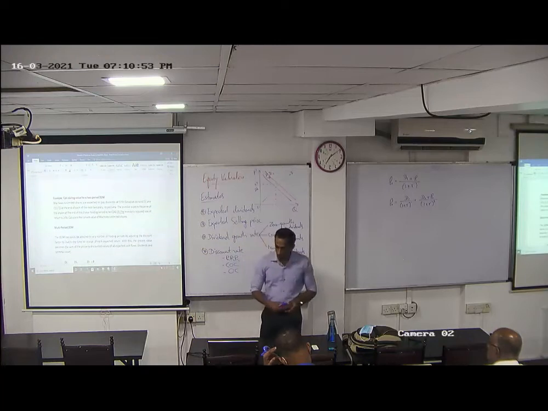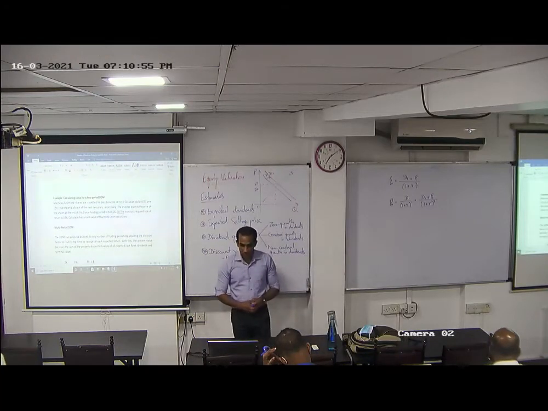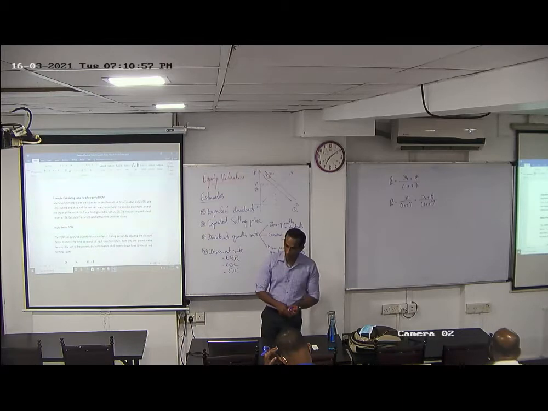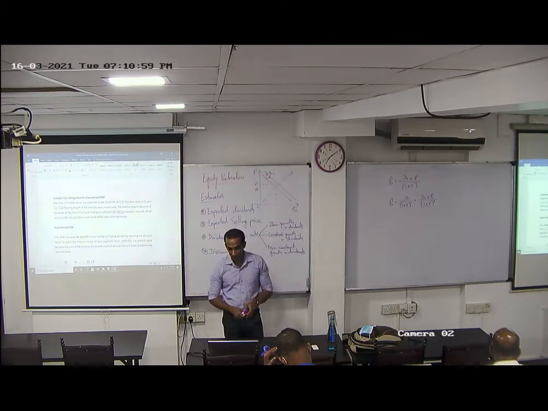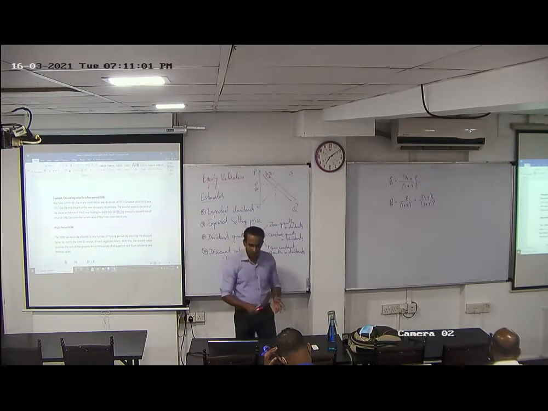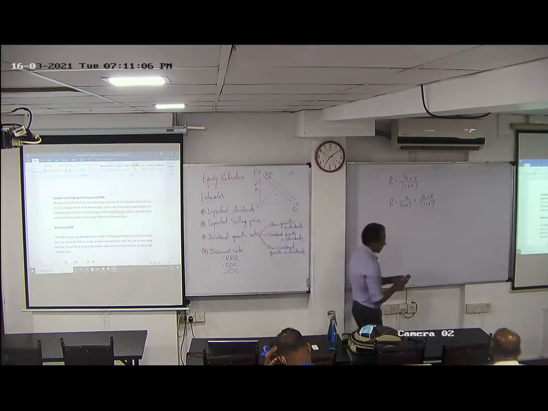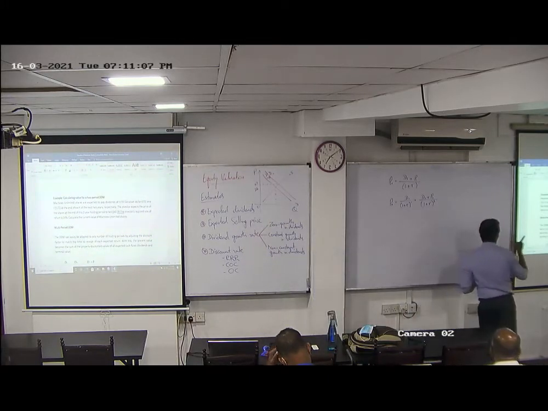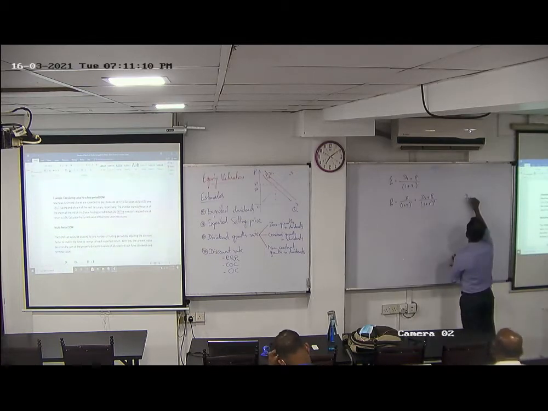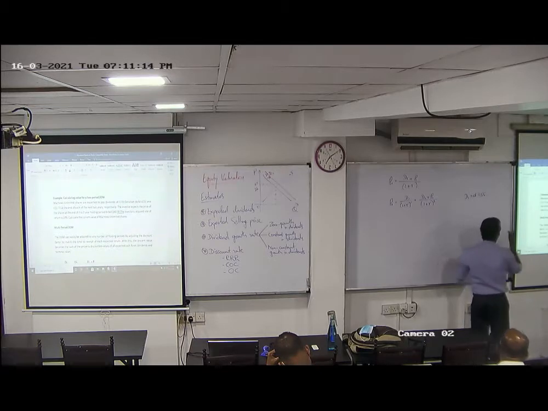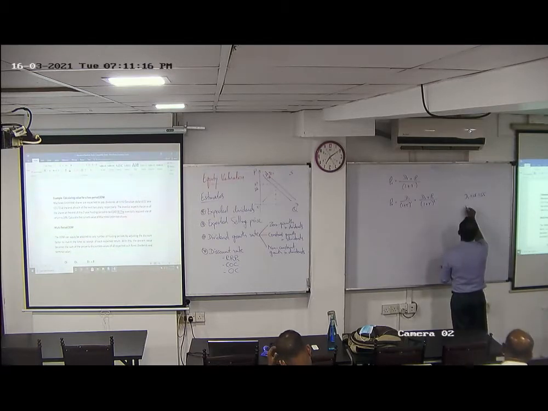42. The investor's required rate of return is 14%. Calculate the current value of the share. Okay, so here it's simple, all the estimates are given. 1.55 means what? D1, right? D1 is 1.55. 1.72 means D2.